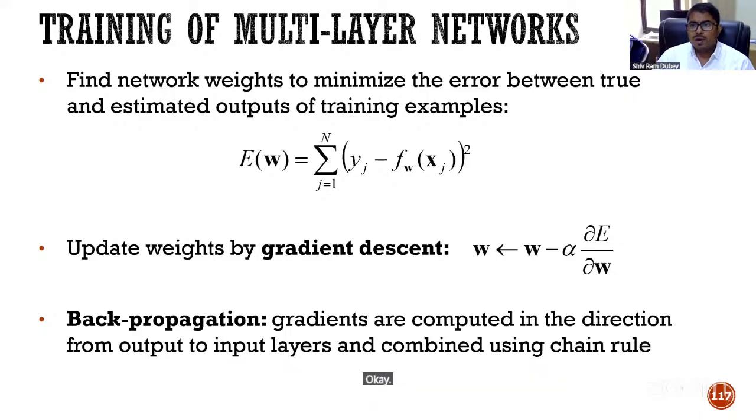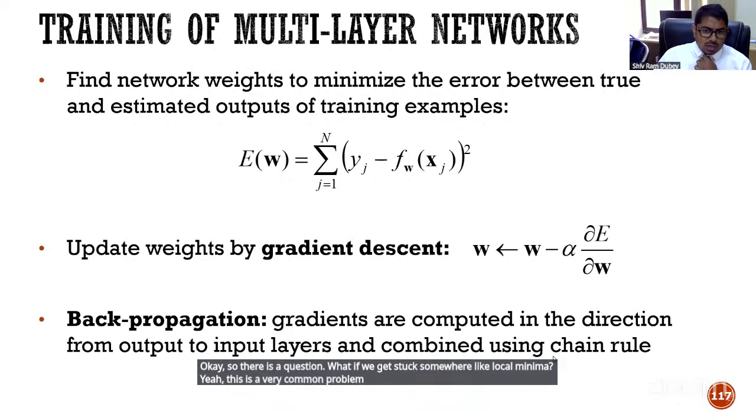Okay, so far, if there are any questions, we can take them up. There is a question: what if we get stuck somewhere like a local minimum? Yes, this is a very common problem. We can get stuck in local minima. For that, there are other variants of optimizers, like SGD with momentum and the Adam optimizer. Those optimizers are able to solve this problem. How? That we will see.